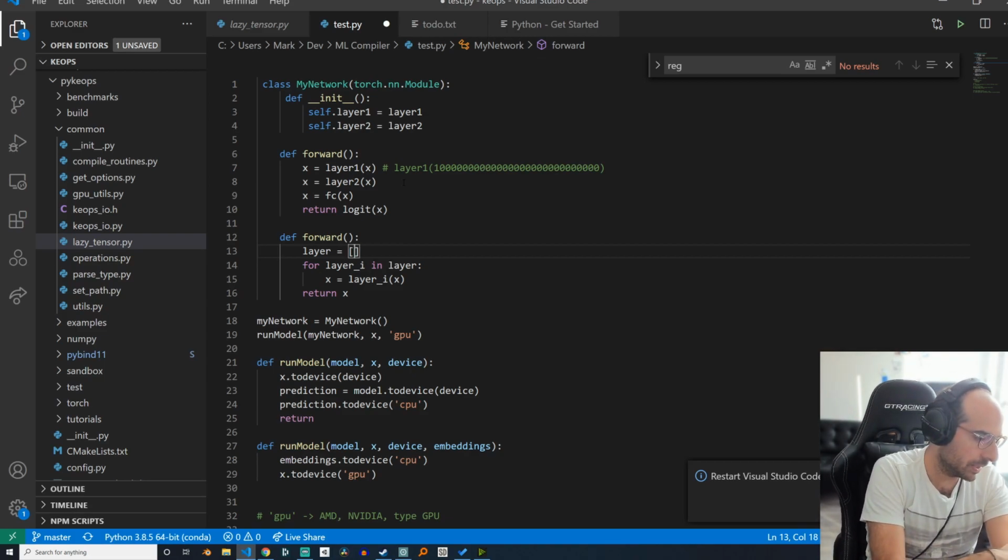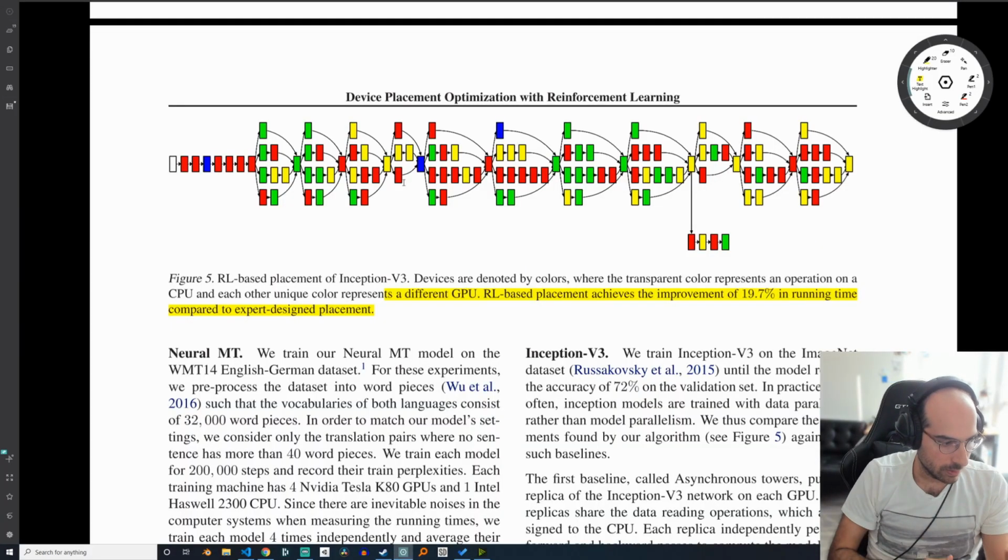So by devices, we are talking about actual CPU, GPU devices. Wondering what are the real world use cases for this?